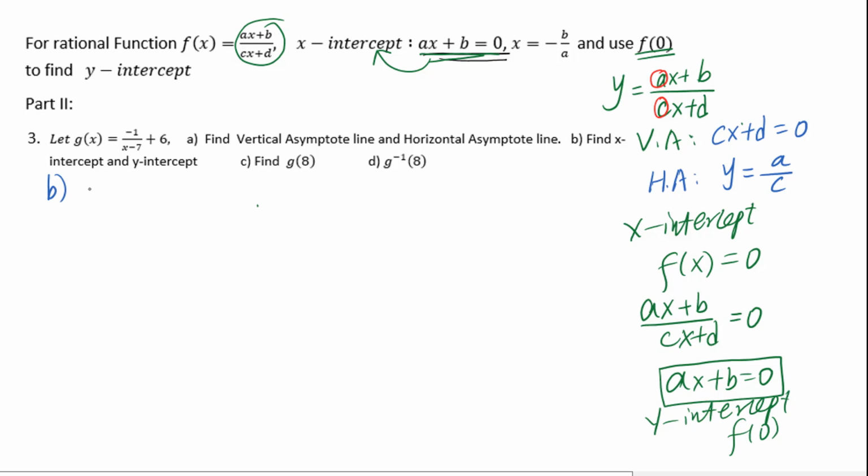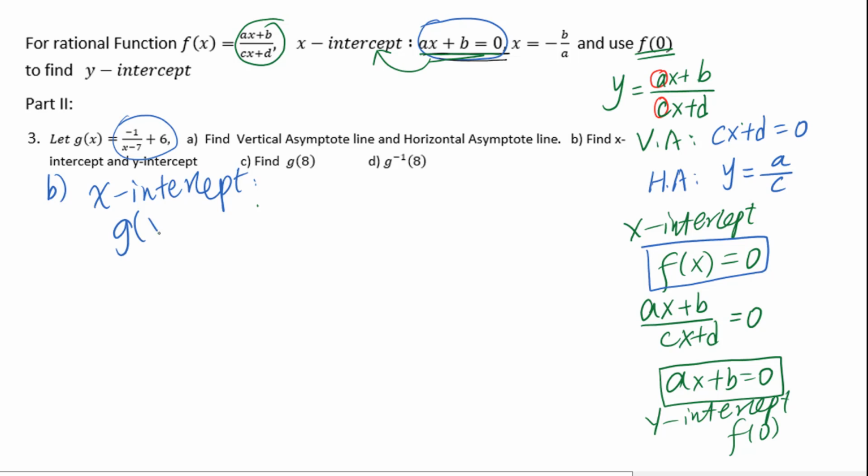Let's go to B. Find the x-intercept and the y-intercept. For the x-intercept, since this form is not the ax plus b over cx plus d form, you cannot use this formula to figure out the x-intercept. We are going to use the general form, that is f of x equals 0. In this problem, we use g of x equals 0 to figure out the x-intercept.